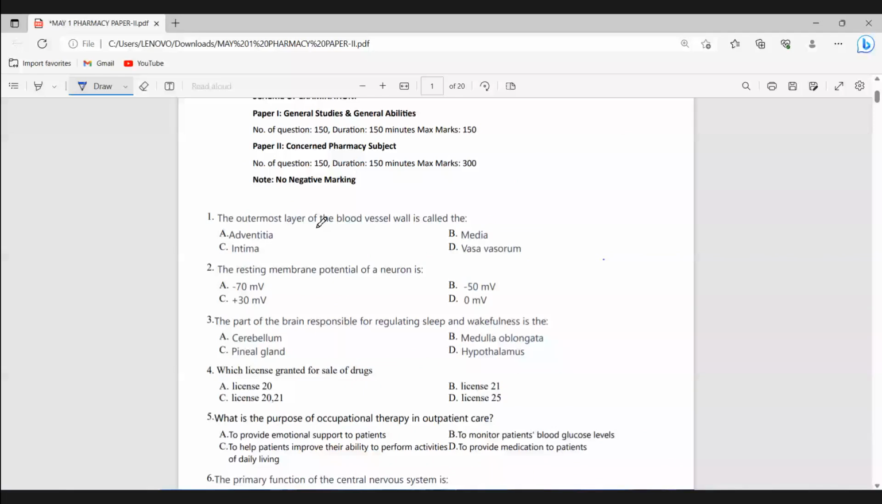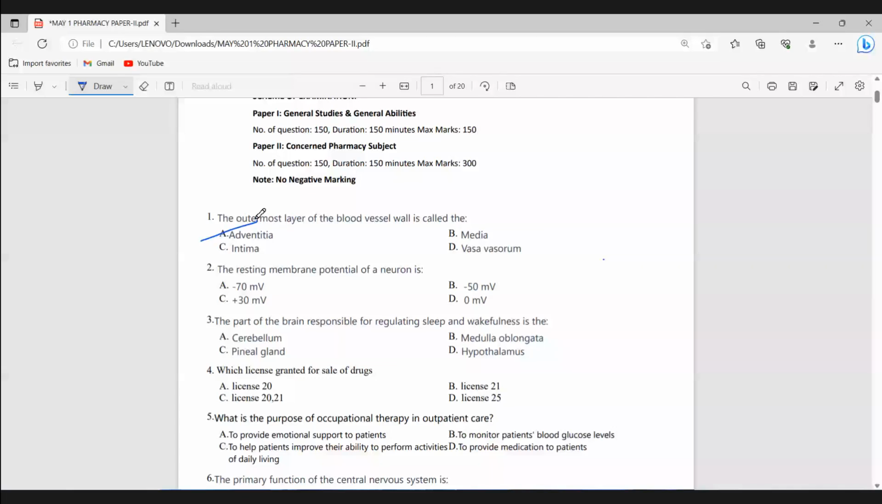So coming on to our first question, what is the outermost layer of blood vessel wall called? First I'll tell you the answer, then I'll make you write about each and every option. Yes, adventitia is your outermost layer, but note one point about each and every option. First, adventitia. It is the outermost layer of blood vessel wall.